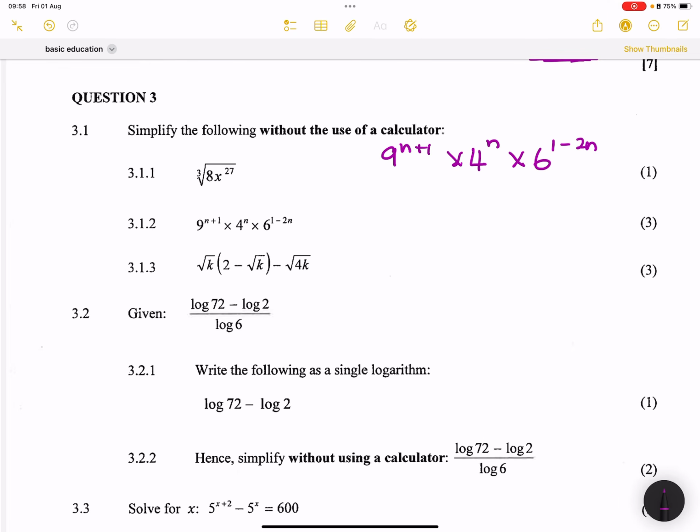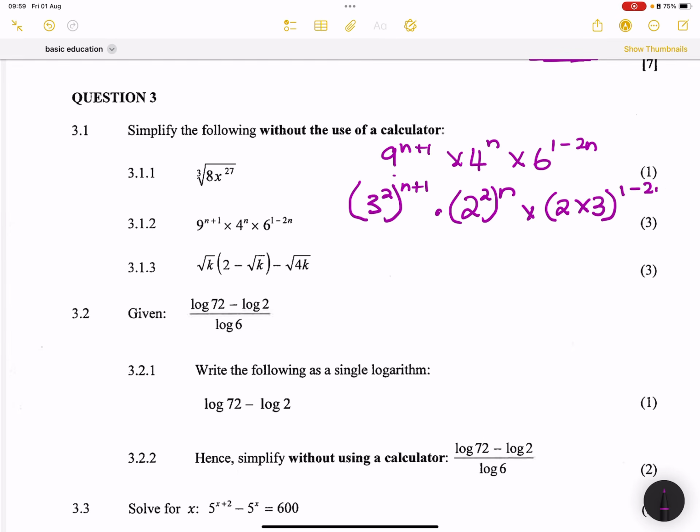So if I look at 9, remember 9 is 3 squared, so I'm going to say this is 3 squared raised by n plus 1, multiplied by, 4 is not a prime number, but 2 is, so that's 2 squared raised to the exponent of n, multiplied by 6, but remember 6 can be written as 2 multiplied by 3. 2 is a prime number and 3 is a prime number. So that's raised to the exponent of 1 minus 2n.